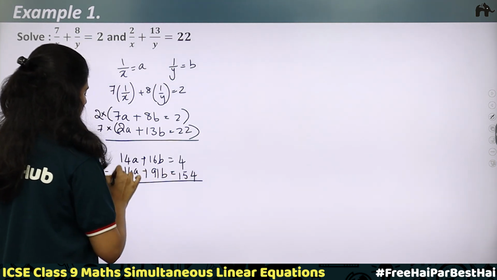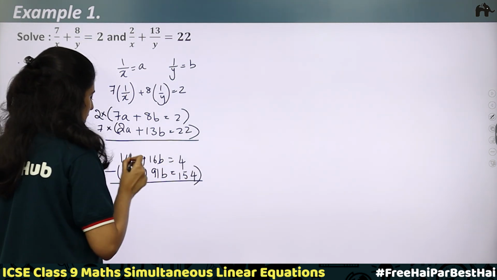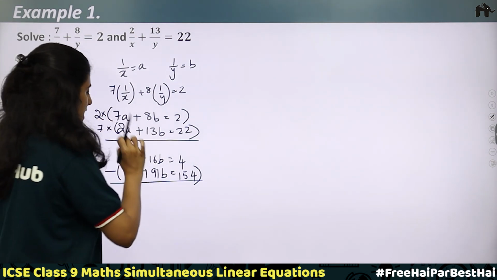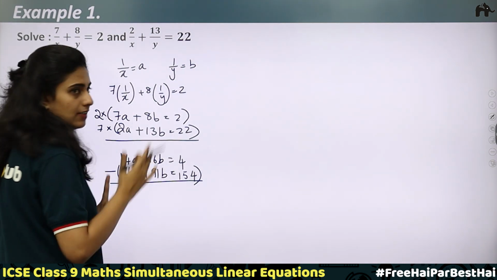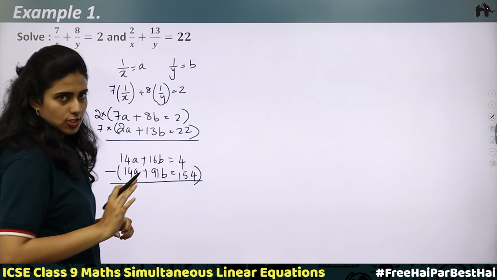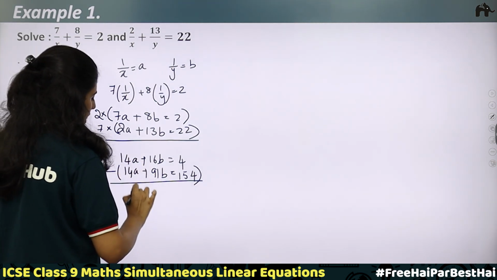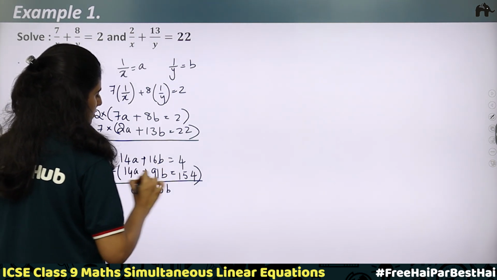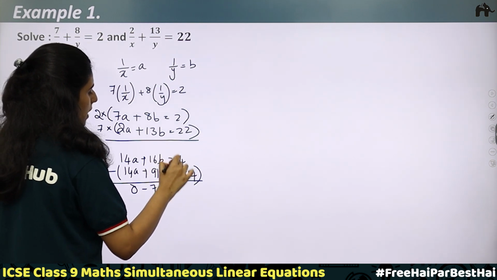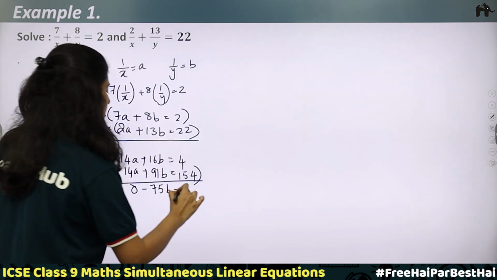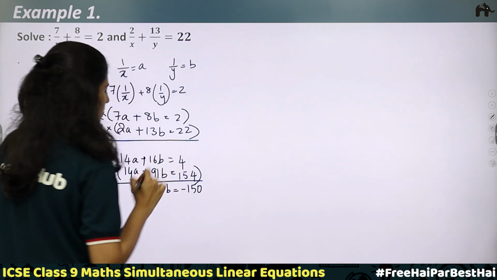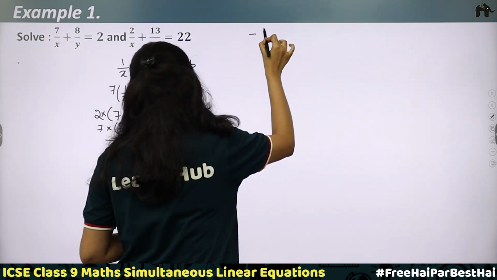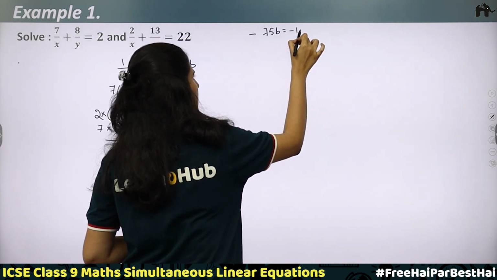Now subtracting the second equation from the first equation, because you can see 14a and 14a both have the same sign. If there is the same sign, you will be subtracting. If the signs are different, positive and negative, then you will be adding the equations. 14a minus 14a is 0. 16b minus 91b, you will be getting minus 75b. That is equal to 4 minus 154, that is minus 150. We can find the value of b. Minus 75b is equal to minus 150.